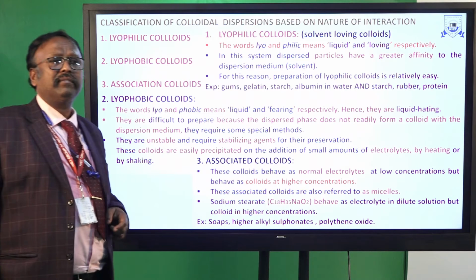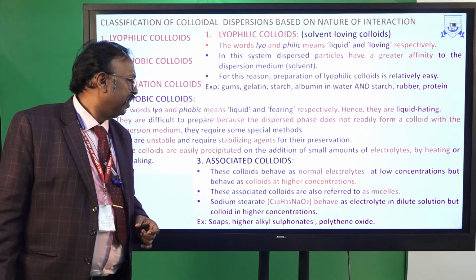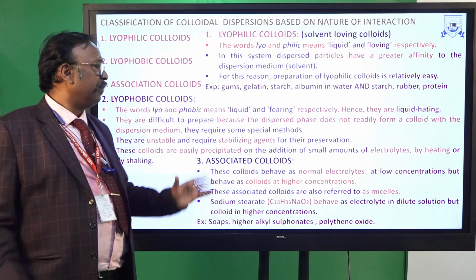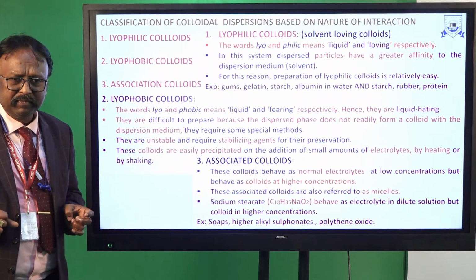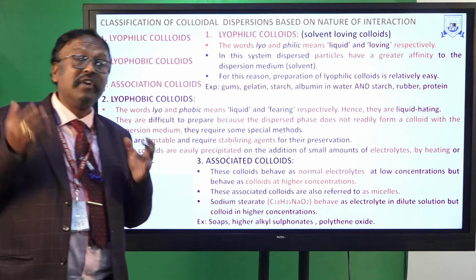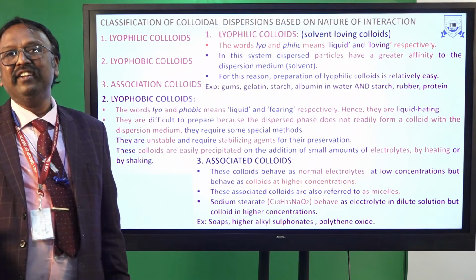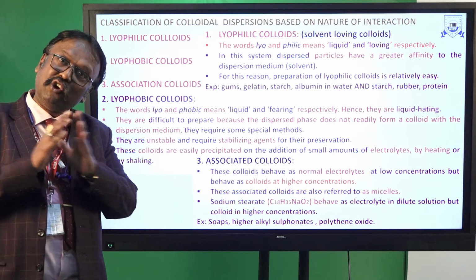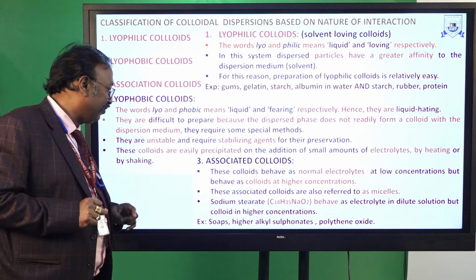It is an example. Chemical formula is C18H35NaO2, sodium stearate. It behaves as an electrolyte in a dilute solution, but at higher concentration of sodium stearate, it acts as a colloid. It acts as a colloid at higher concentration, but at lower concentration it acts as an electrolyte only. That is the association colloids.